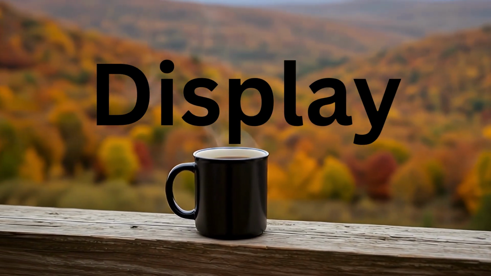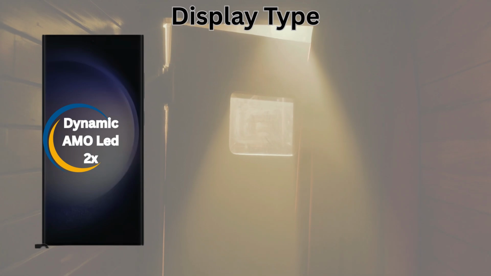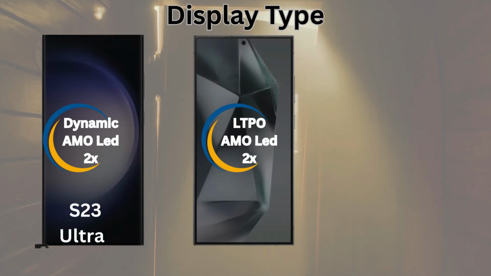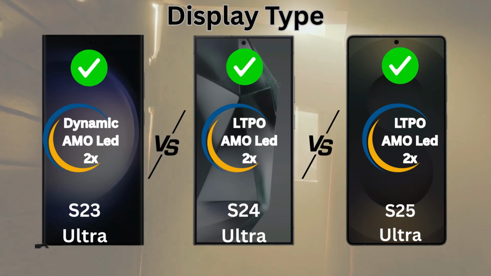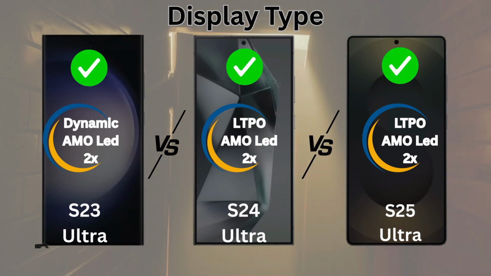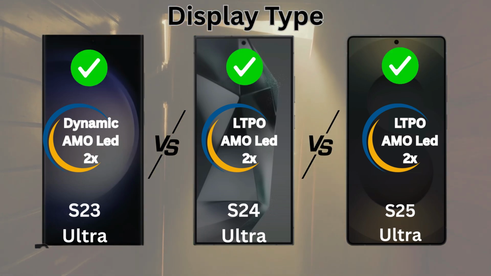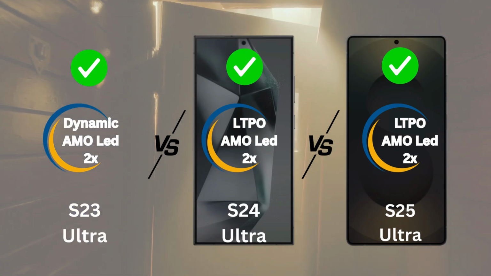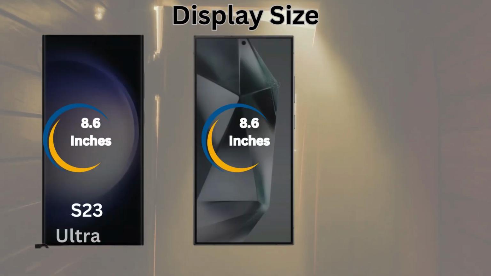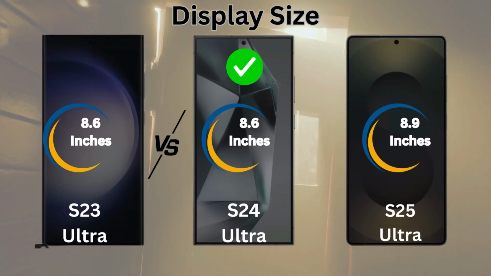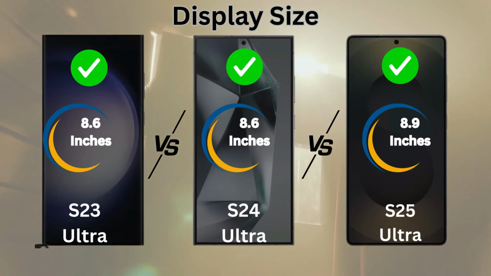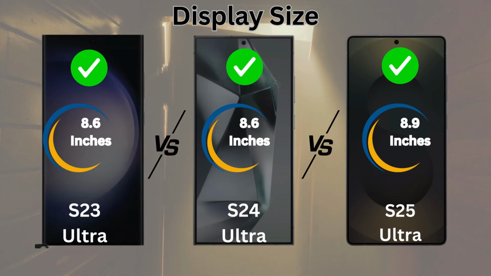Now, we will look at the display comparison. The S23 Ultra has a dynamic AMOLED 2X, while the S24 Ultra and S25 Ultra have an LPTO AMOLED 2X. The display size of the S23 Ultra and S24 Ultra is 8.6 inches, and the S25 Ultra's display is 8.9 inches, which means they can all be considered quite similar in size.